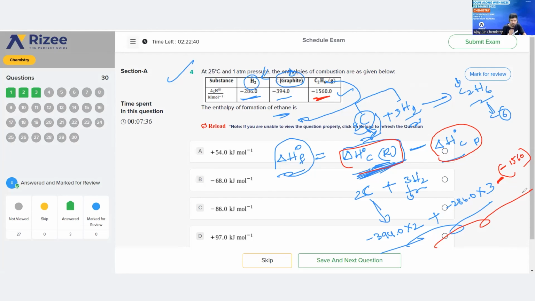Oh yes, you can download hall tickets. You can download also.